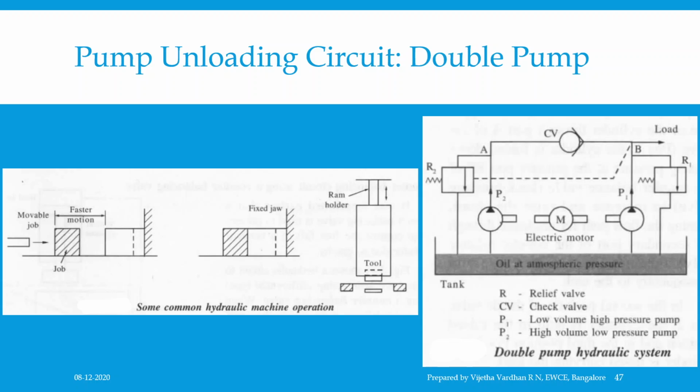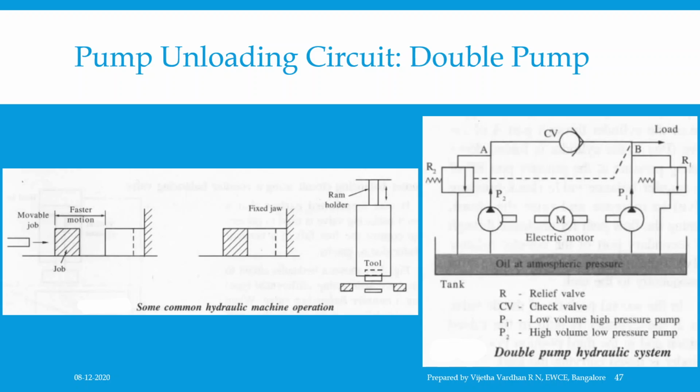During the initial clamping operation, where the ram has to move faster with less force, that is, more flow and low pressure, both the relief valves are closed and both the pumps deliver fluid to the load, the majority coming from P2 since it is of higher capacity.